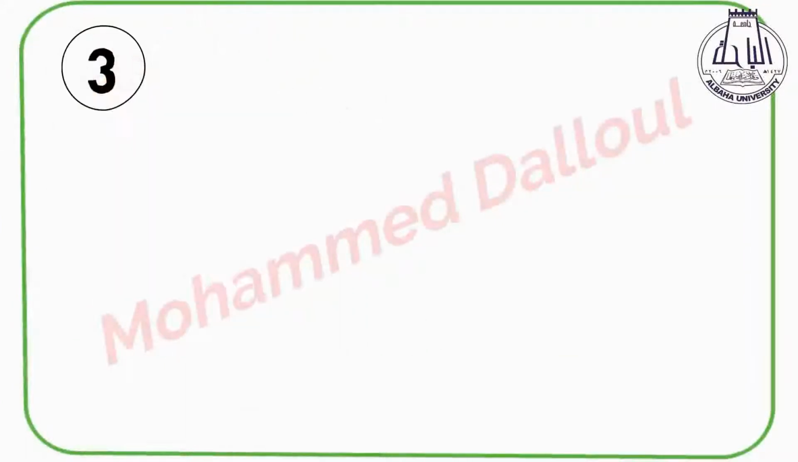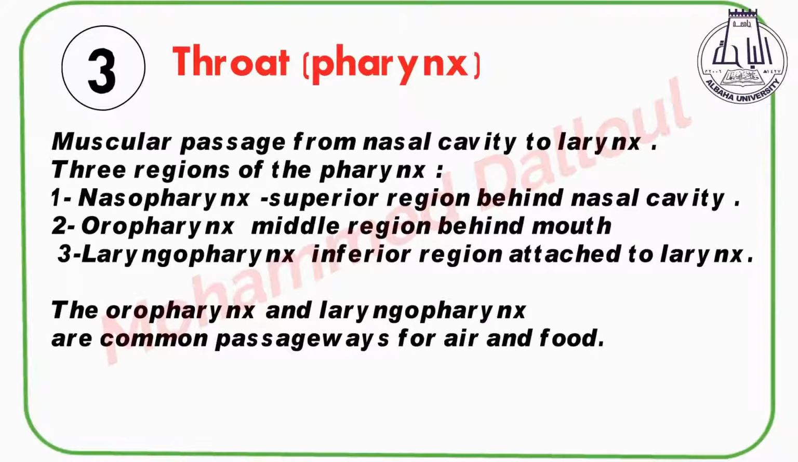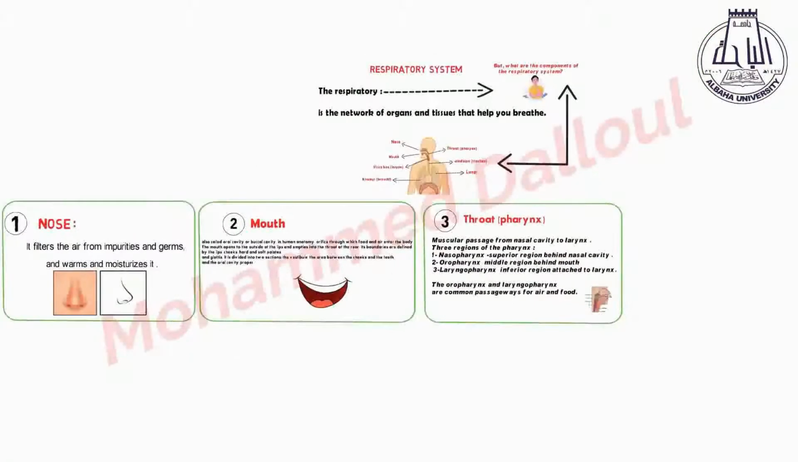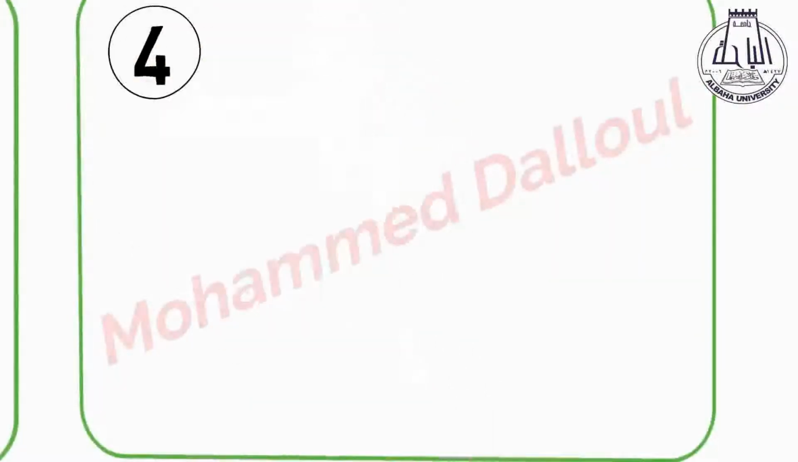Pharynx, throat: a muscular passage from the nasal cavity to the larynx. Three regions of the pharynx: 1. Nasopharynx, the superior region behind the nasal cavity. 2. Oropharynx, the middle region behind the mouth. 3. Laryngopharynx, the inferior region attached to the larynx. The oropharynx and laryngopharynx are common passageways for air and food.